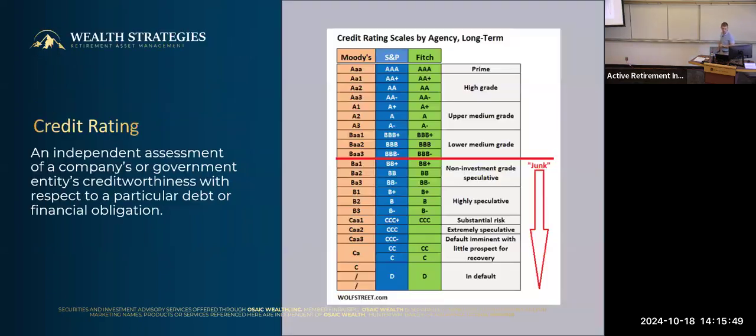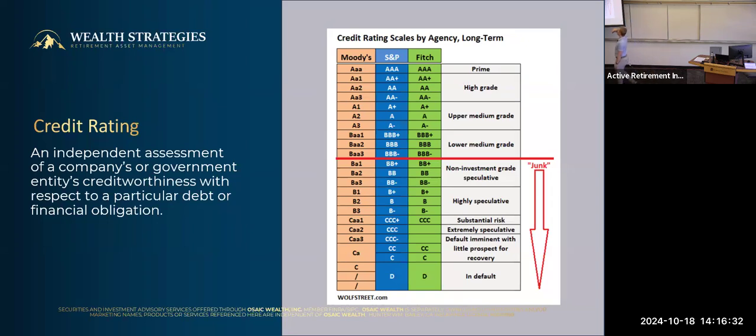So one more bond-related thing that we'll look at, and then we'll move to Morningstar. Here we've got the credit rating of a bond fund or bonds. This is an independent assessment of a company's or government entity's creditworthiness with respect to a particular debt or financial obligation. Now, US government bonds are not even on this list. They're quadruple A's, so perfect they will never default on any debt because they'll just print more dollars to pay you back with, and everything will be fine.